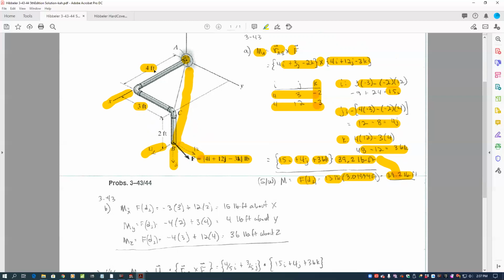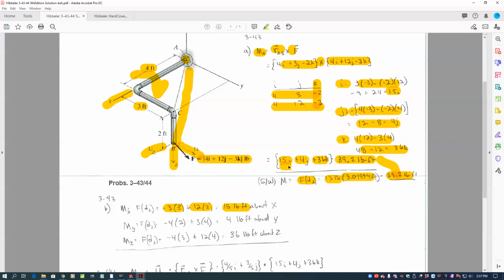Any moment about the x-axis would not be created by a force that's parallel to the x-axis. So it's only the 3, and you can see that it's a negative because it would be rotating clockwise. So a minus 3 times 3, and then the 12 would be positive, and its perpendicular distance is 2. So positive 12 times 2. That's minus 9 plus 24, which is 15, and that's exactly what we get up here, the 15 in the x-axis.